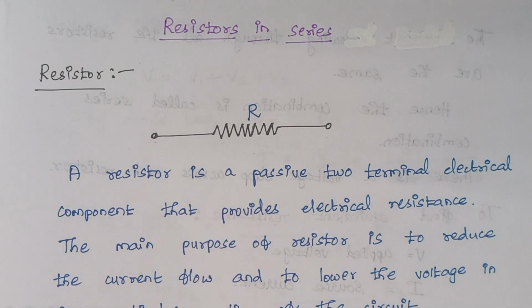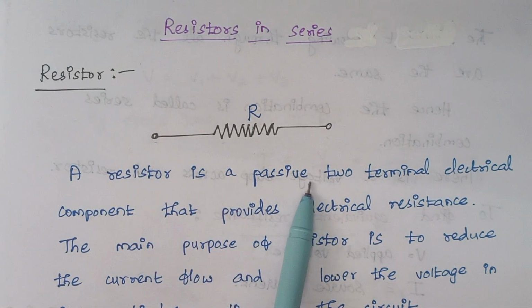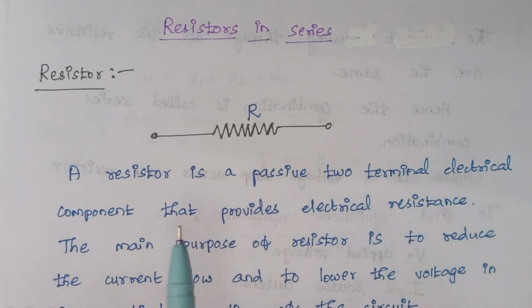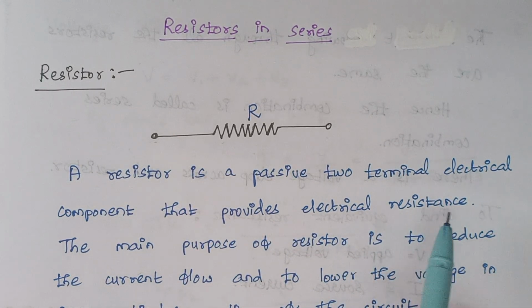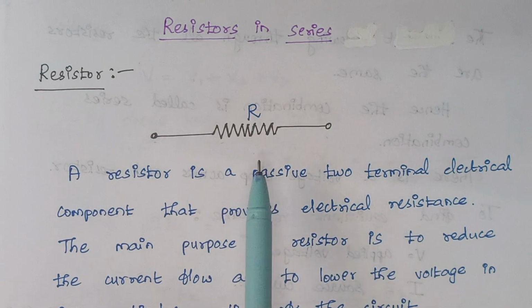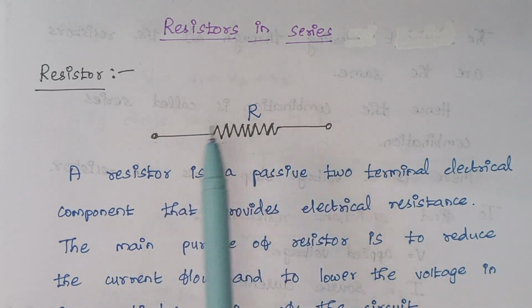Elements are broadly classified into active and passive. Active elements are the sources, and passive elements are the elements which themselves do not produce any output, they just accept the input, right? So a resistor is a passive two terminal electrical component that provides electrical resistance. As I said, it is a passive device, and it has two terminals.